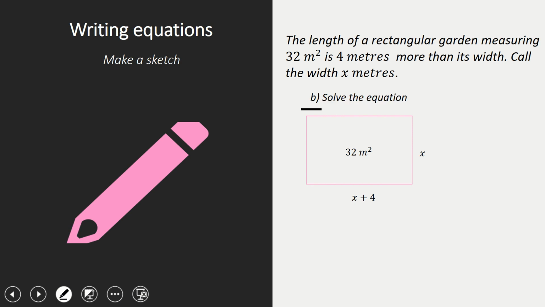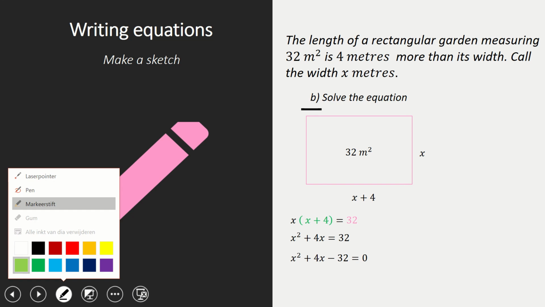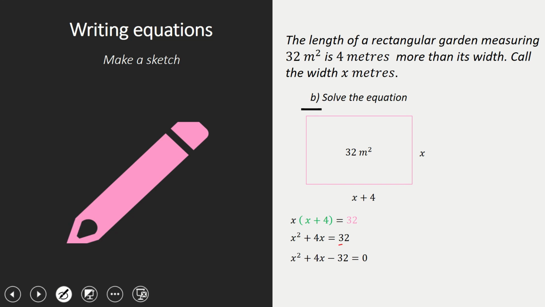Alright, then question B was solve the equation. We all know how to solve because we did that in the previous paragraphs. So again, first multiply out of brackets. So you will get x squared plus 4x equals 32. Then it's really important to make the right hand side equal to 0. So x squared plus 4x minus 32 equals 0. And it is minus 32 because I did minus 32 over here and over there as well.